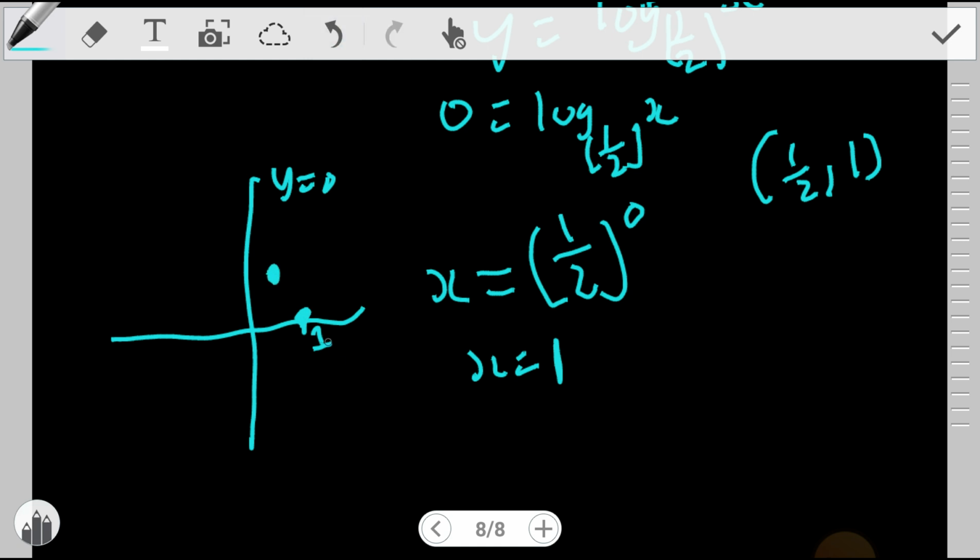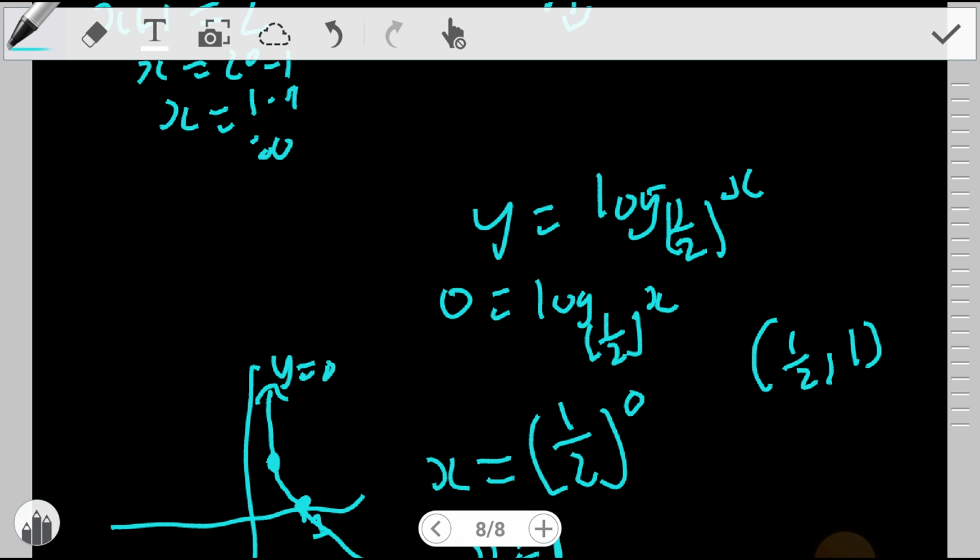From these 2 points, we can tell how the graph is supposed to be. Remember, it's either like this or like this, but obviously because of these 2 points, it has to be like this. Let me just try and draw it a little bit better. Yeah, so that's the graph. So that's how you draw a logarithm graph.